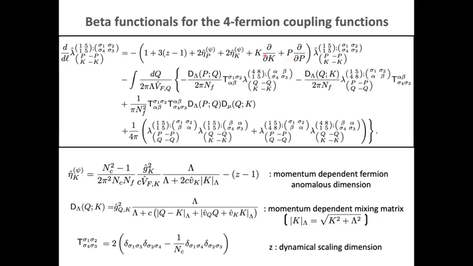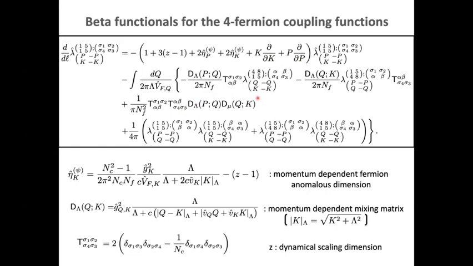RG flow. Here, K and P are linear momentum, not angle. So it's a Kf times angle. So under the RG flow, effectively the momentum along the Fermi surface is stretched. So that's the dilatation.